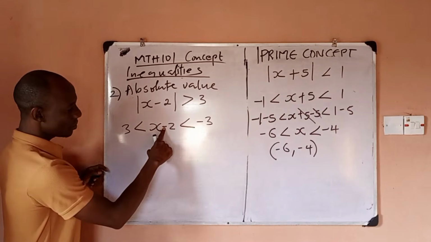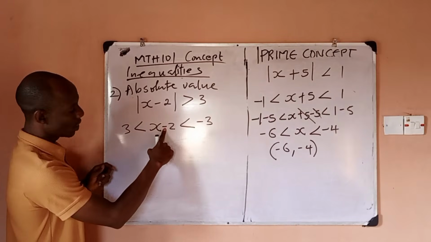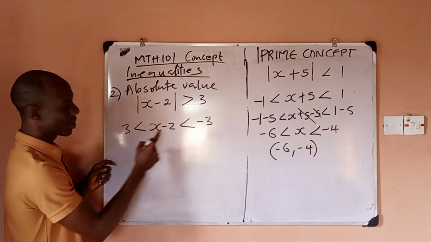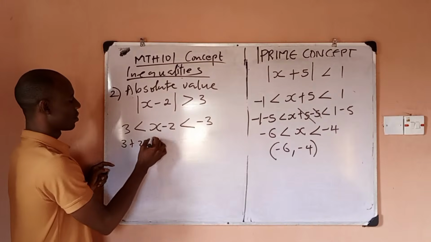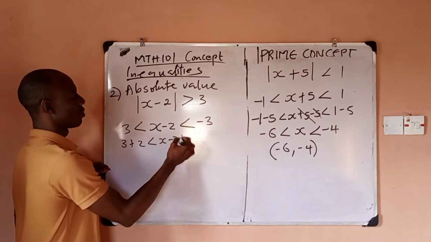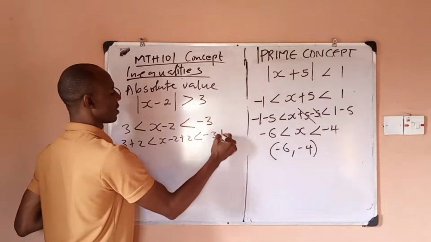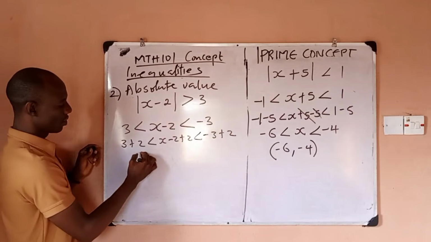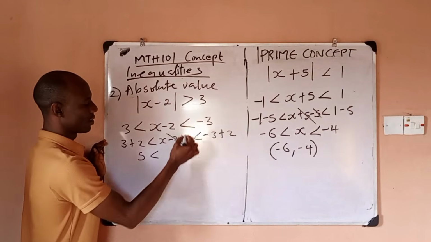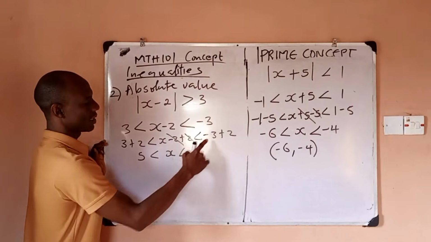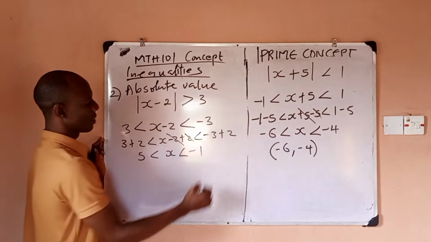So now, this is minus 2, right? So what am I going to do? I'm going to add 2 to every side. So I have 3 plus 2 less than x minus 2 plus 2 less than minus 3 plus 2. So this is going to give me 5 less than x less than what now? It's going to give me minus 1.